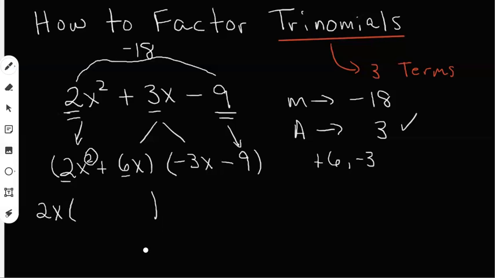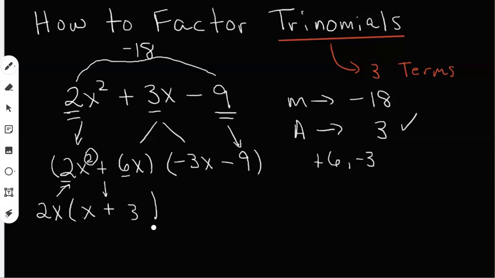Now I need to figure out what I need to have on the inside. The way I do that is I see what I have to multiply 2x by to get back to 2x squared. So to get back to 2x squared, I need one more x. I'm going to bring down the plus sign. And then to multiply from 2x to get to 6x, I need to multiply by a 3, because 2x times 3 is going to give me 6x.